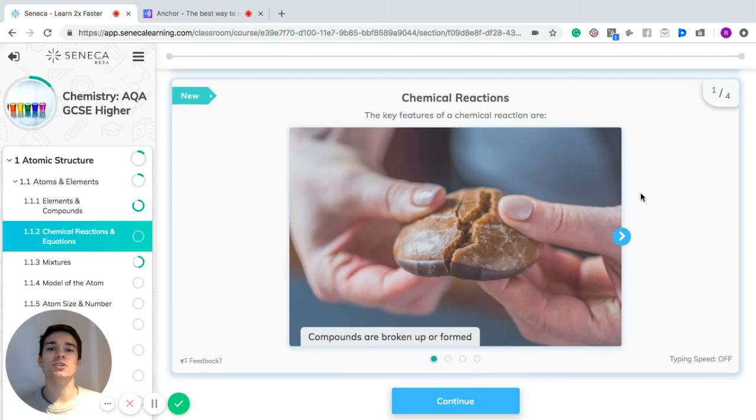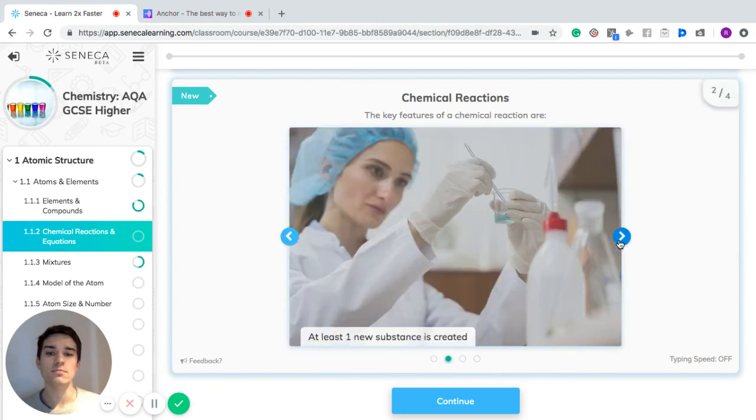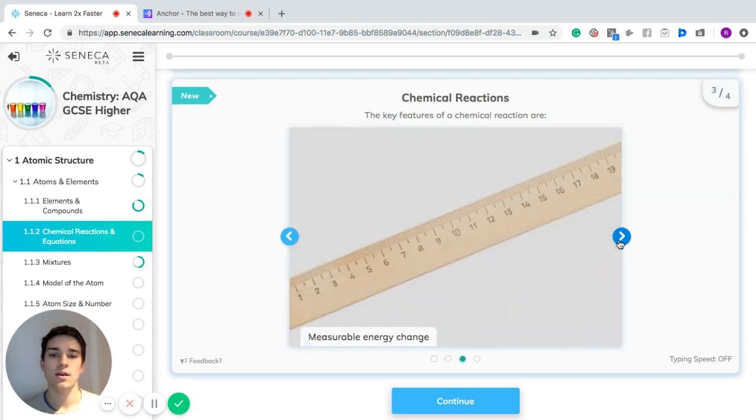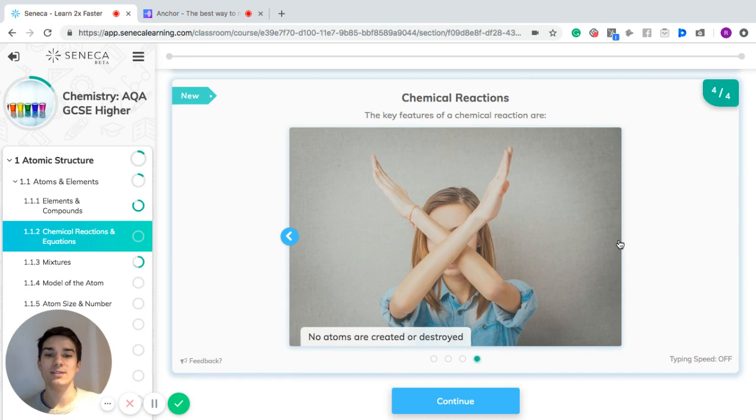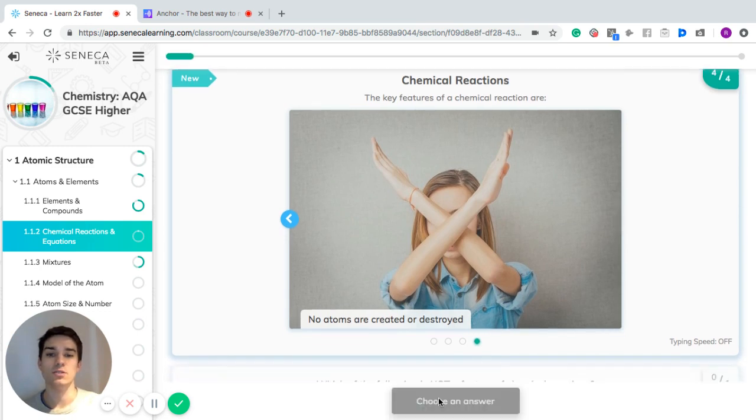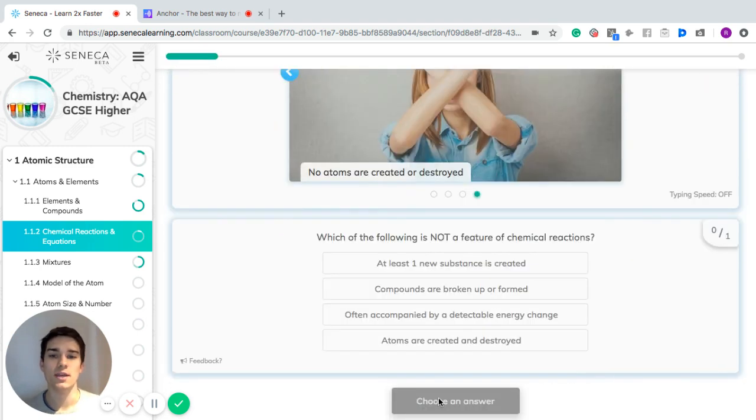So the key features of chemical reactions are that compounds are broken up or formed, at least one new substance is created, measurable energy change happens, and no atoms are created or destroyed. So just to recap that, which of the following is not a feature of a chemical reaction?